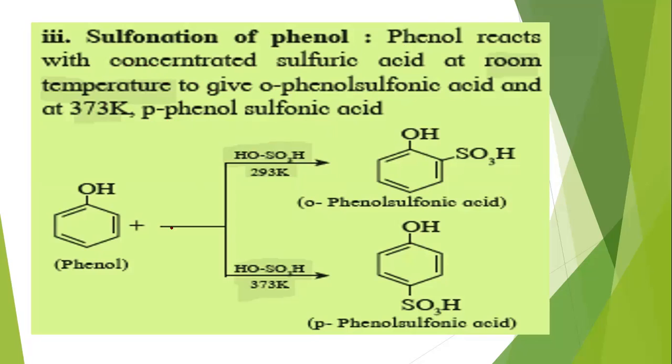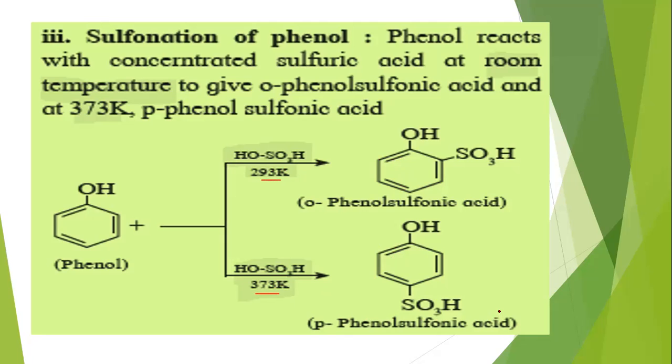See here, phenol plus H2SO4. We have written this as OHSO3H at low temperature, and OHSO3H at high temperature. This is at room temperature, and this is at about 100 degrees Celsius. The reaction takes place in different ways. At low temperature, the product is orthophenol sulfonic acid, and at high temperature, the product is paraphenol sulfonic acid.